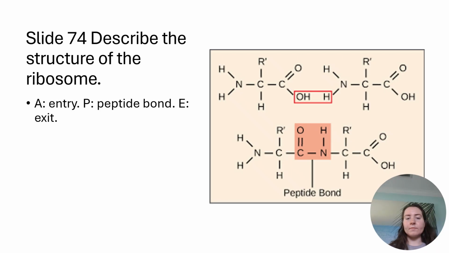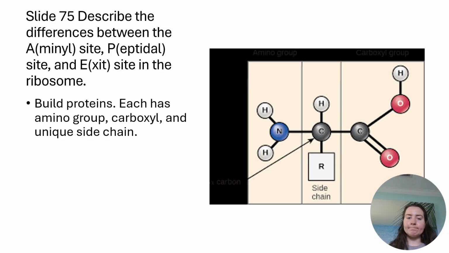74. Describe the structure of a ribosome, an entry, peptide bond, and exit. You can see the peptide bond here.